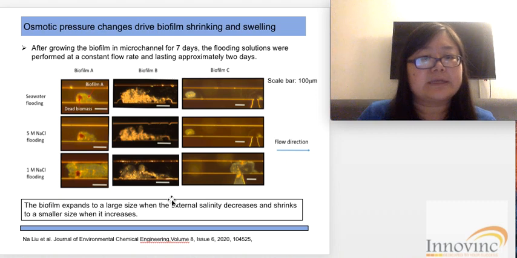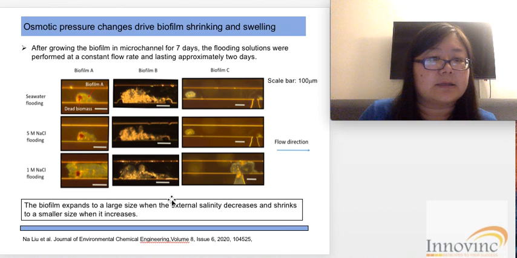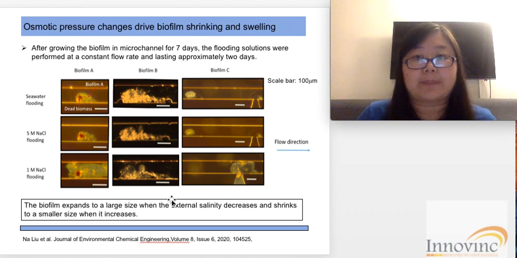After the growth experiment, we first flood with seawater, because the biofilm was growing in a seawater medium plus nutrient. By flooding, we try to remove the residual nutrient in the microsystem. After flooding for 2 days, we start to inject the high salinity salt solution, 5 molar per liter.